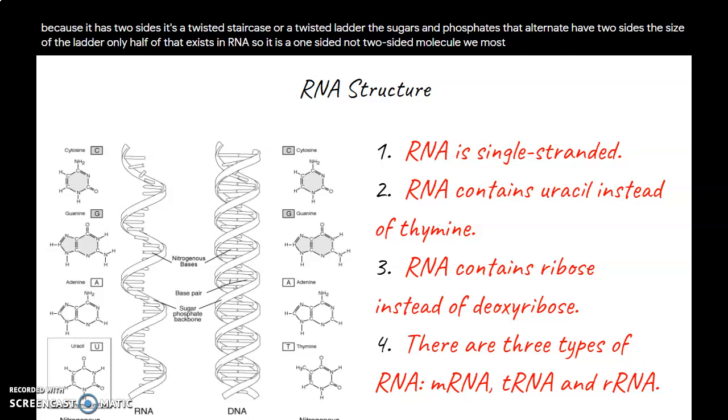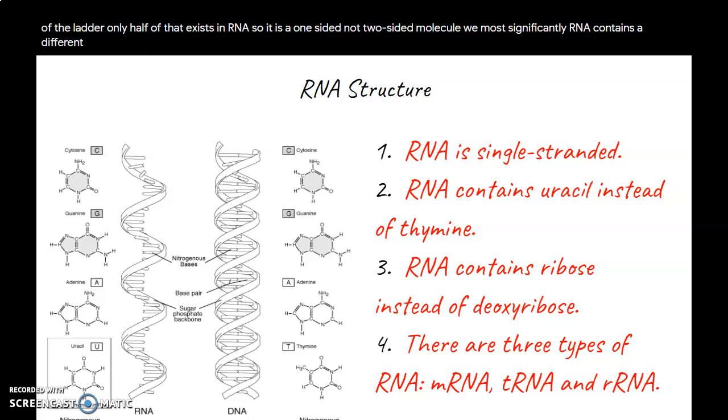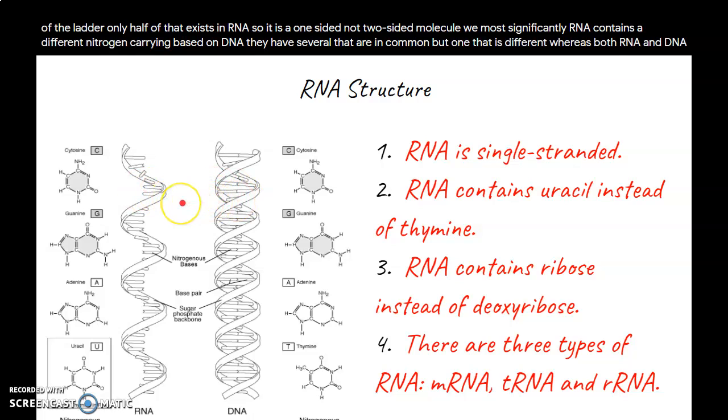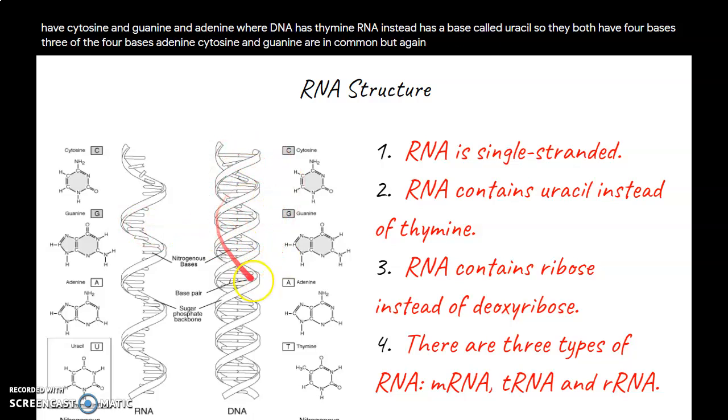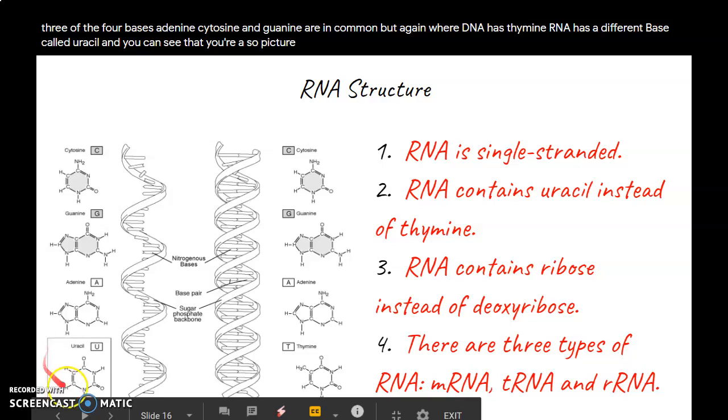Probably most significantly, RNA contains a different nitrogen-carrying base than DNA. They have several that are in common, but one that is different. Whereas both RNA and DNA have cytosine and guanine and adenine, where DNA has thymine, RNA instead has a base called uracil. So they both have four bases. Three of the four bases, adenine, cytosine, and guanine, are in common, but again, where DNA has thymine, RNA has a different base called uracil, and you can see that uracil pictured down here in the lower left as compared to the thymine over here on the DNA.